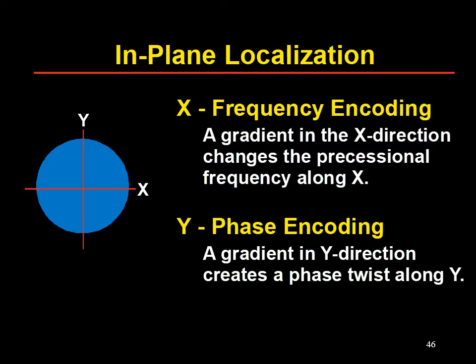To achieve phase encoding, typically a gradient is applied in the y direction and it creates a phase twist along the y-axis. For frequency encoding, a gradient is applied in the x direction and it changes the precessional frequencies along the x-axis.